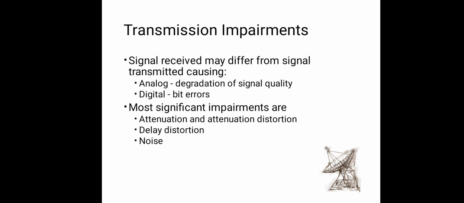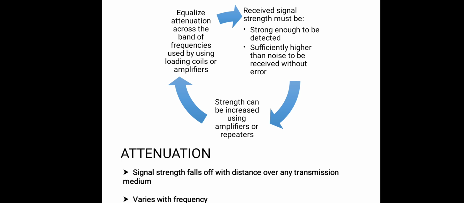Transmission impairments. The signal received may differ from the signal transmitted, causing analog degradation of signal quality and digital bit errors. The most significant impairments are attenuation. Signal strength falls off with distance over any transmission medium, and varies with frequency.